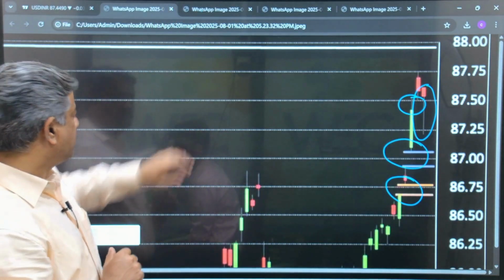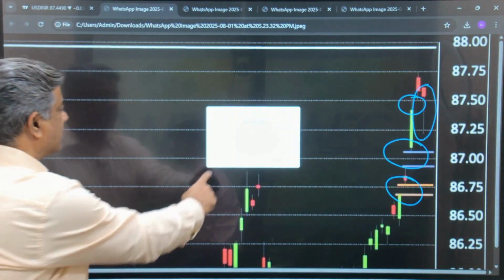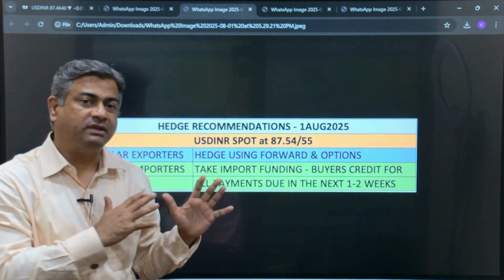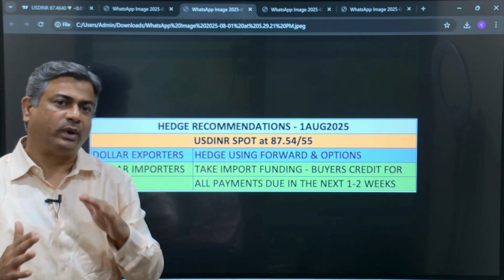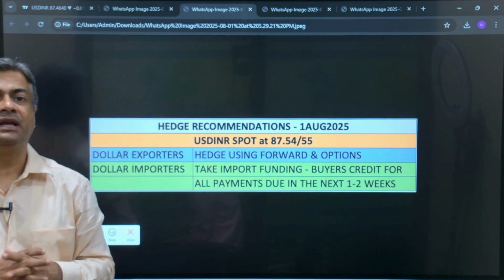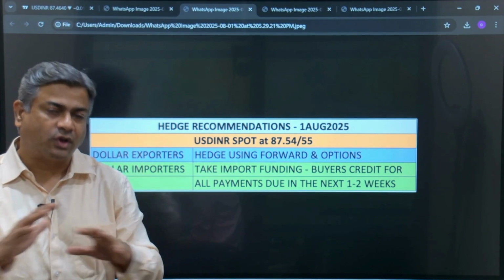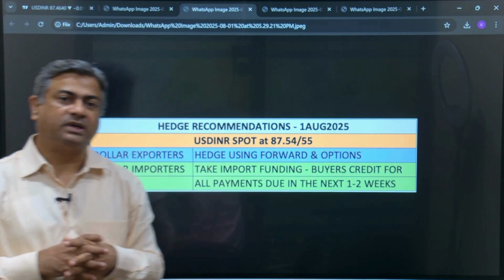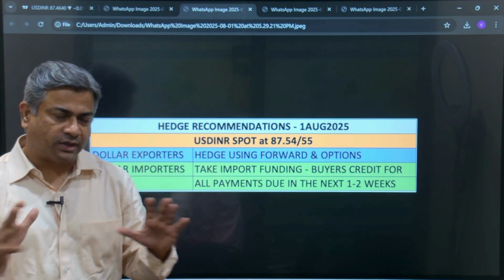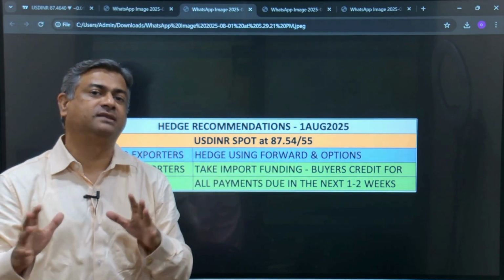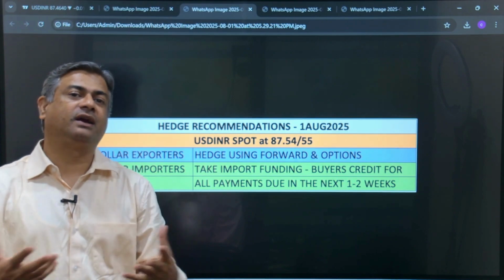So what is our broad recommendation here? Our broad recommendation is that any level above 87.50, or levels between 87.50 and 87.70, are great levels for all dollar exporters to hedge. That is why we say hedge using forwards and options to all dollar exporters. To dollar importers, you can look to avail buyer's credit funding. You can look at any kind of import funding.